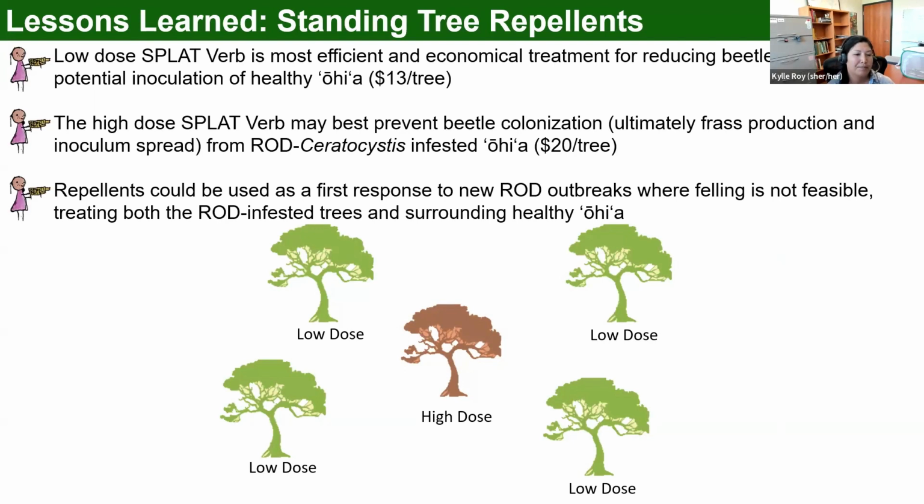Now, to put both of those results together, a lot of times there will be a new ROD outbreak, and so I tried to make a picture here of a new tree that has been detected with ROD. It's brown here, and so a lot of times there will be just a few individual trees that are surrounded by healthy ʻŌhiʻa trees. So the healthy ʻŌhiʻa trees are pictured in green. And so you could treat the ROD trees with a high dose, and then the healthy green ʻŌhiʻa trees with a low dose of Splat Verb.